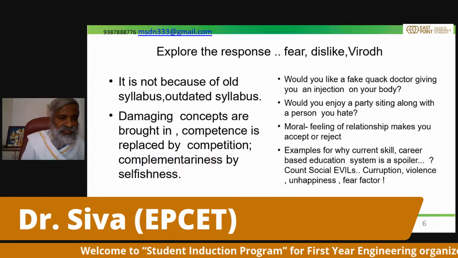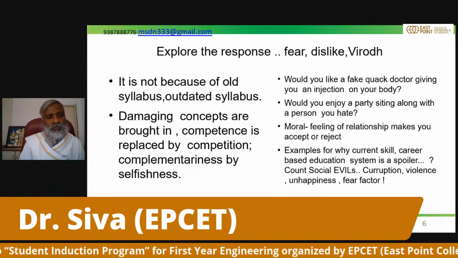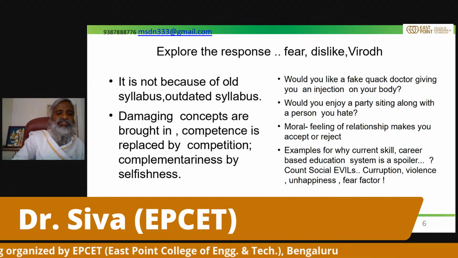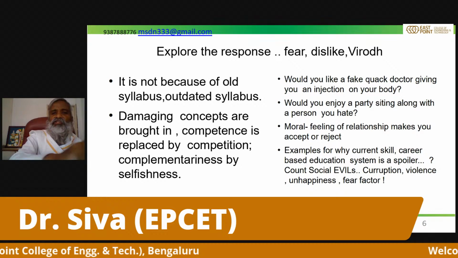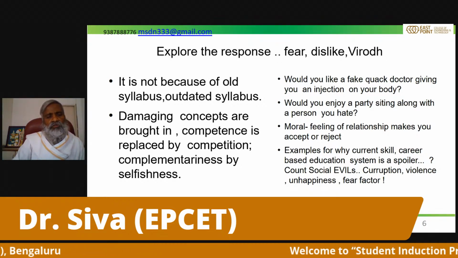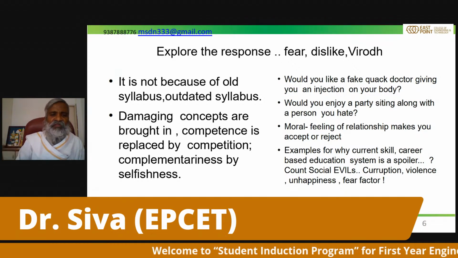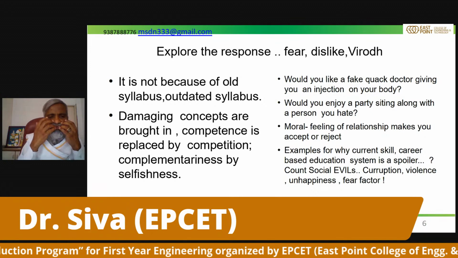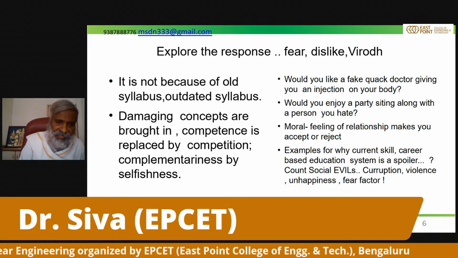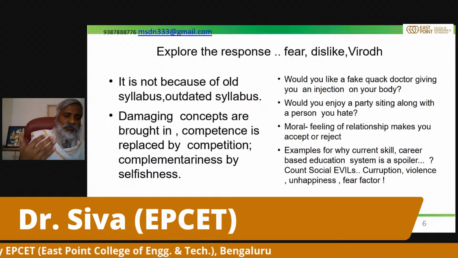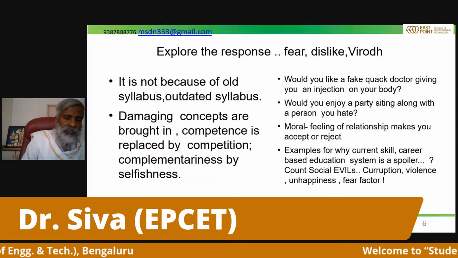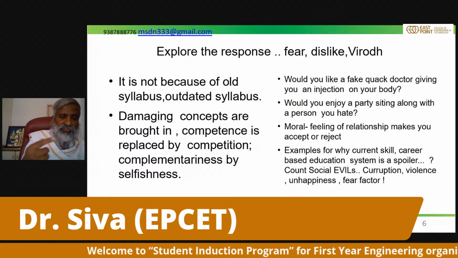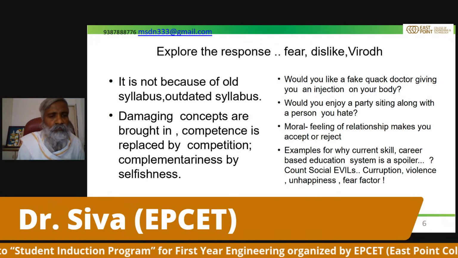And complementariness is replaced by selfishness and indulgence. These are two concepts that make you understand, in the limited time, the reason for all this dislike. Slowly competence is replaced. Our Indian knowledge system, our culture, was competence based. It was complementariness based. One supports the other. The weaker one is supported by the smart one. The senior supports the junior, or the brilliant junior supports the weak, dull senior. This is complementariness.